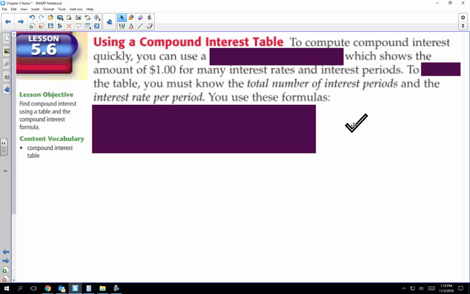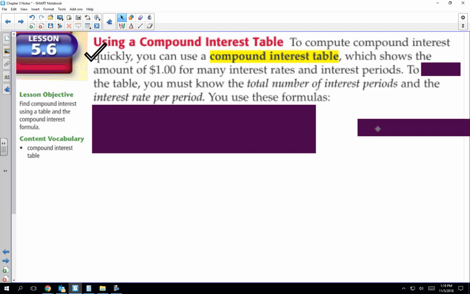All right, now we're on to 5.6. We're going to use a table to help us do this compound interest calculations because it could help us go a little bit quicker than doing all the calculations by hand. So to compute a compound interest quickly, we can use a compound interest table, which shows the amount of $1 for many interest rates and interest periods. So it gives you the amount, the rates and periods for just $1.